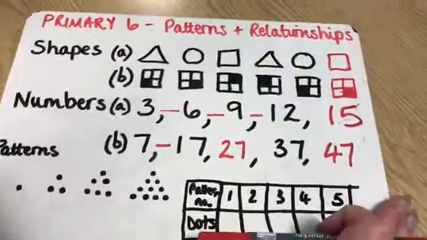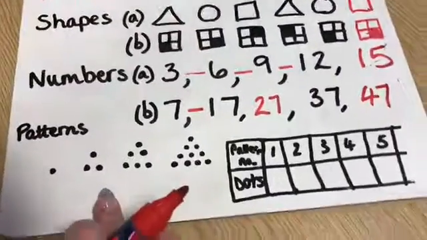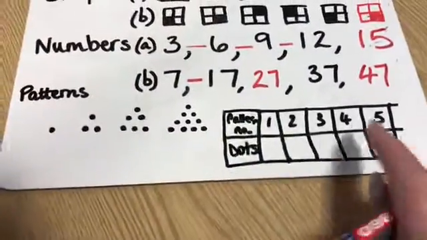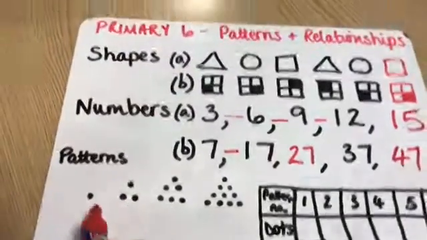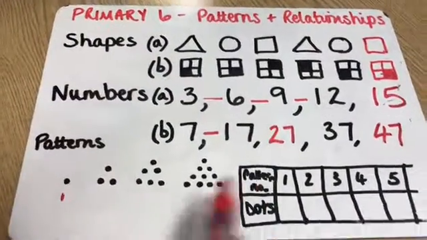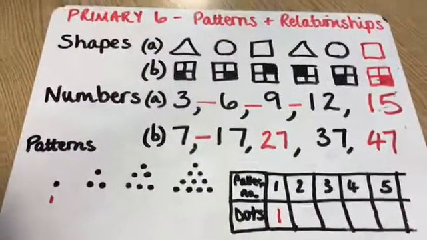It's a bit of trial and error involved as well. On to the actual pictorial patterns here. They may have to fill in grids or tables related to what they can see. So here is pattern number 1. We've got to work out how many dots. So that one's quite straightforward. There's only 1 dot in pattern 1.